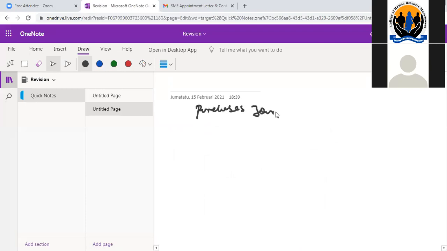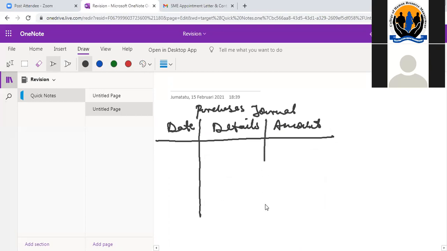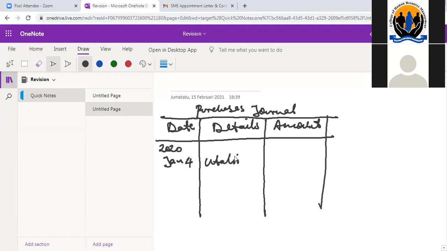For the purchases journal, we are going to have the date of the transaction, the details, and then the amount. Because we are purchasing, the details now will contain the names of the supplier, the person from whom we bought those goods. Maybe on the same 2020, January 4th, we bought goods from Utalii wholesalers, maybe worth 8,700. On maybe 9th, we also bought goods on credit from Ujamaa, worth 5,500, and you write that there.